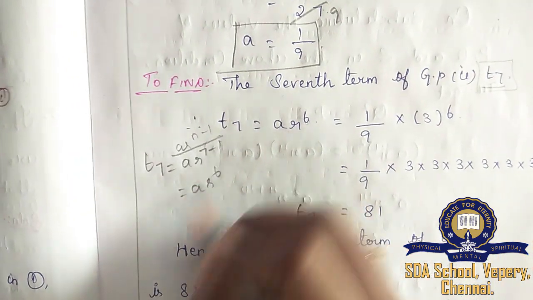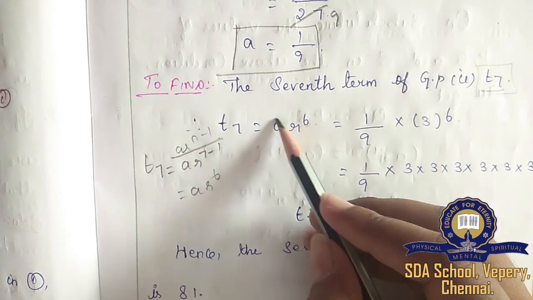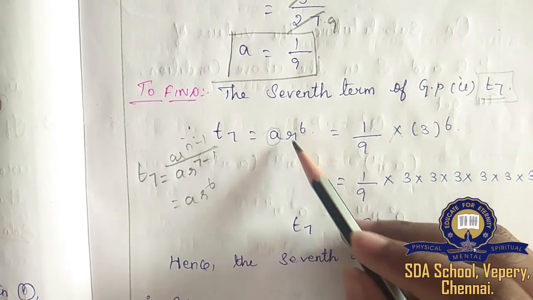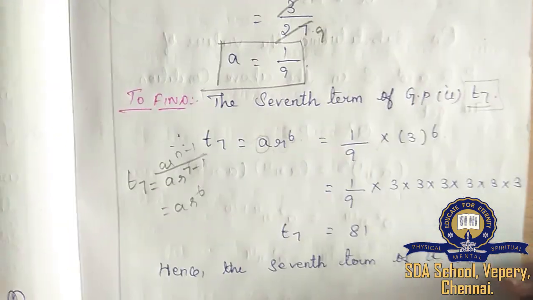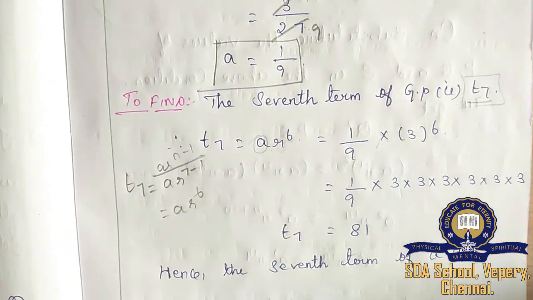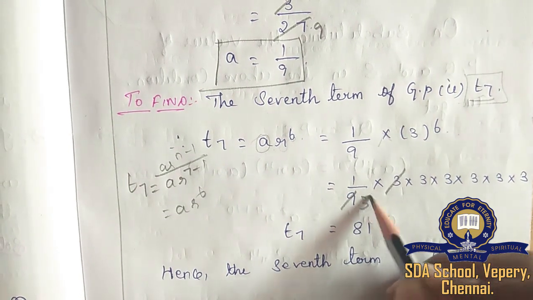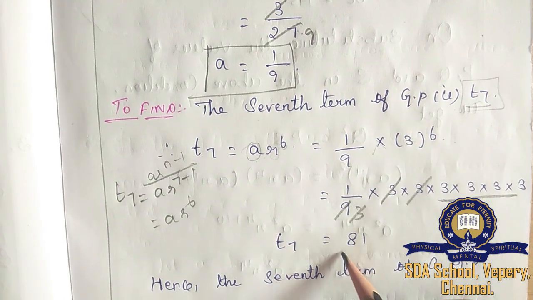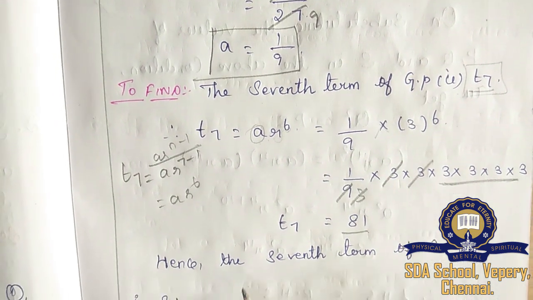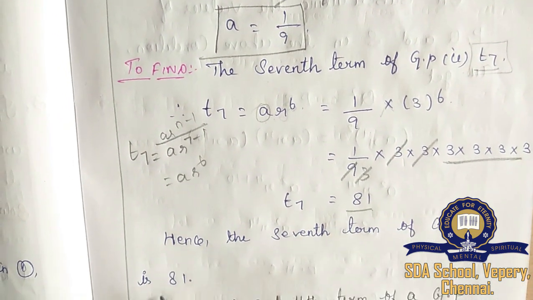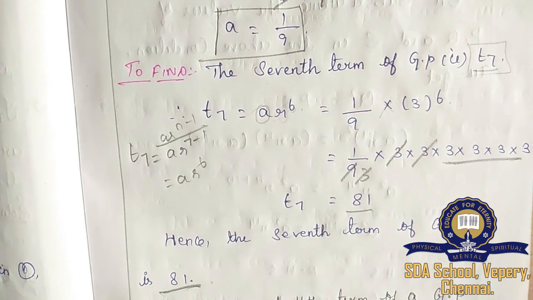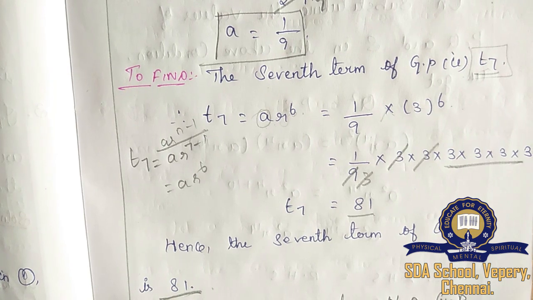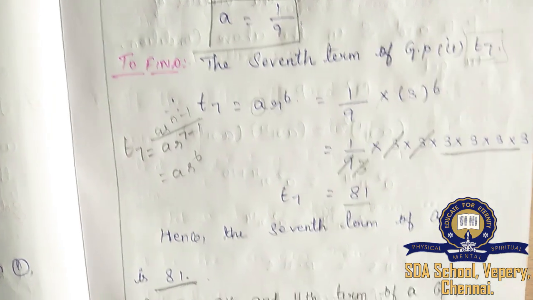A into r power 6 is equal to, in place of a I am going to substitute 1 by 9, and in place of r substitute the value 3. So if you go for 3 power 6, can I cancel it directly? If you multiply these values, your answer will be 81. So hence the required 7th term of a GP is 81. I hope you understand. This is a very important problem, children. So do prepare well. Let's move on to the 5th problem.